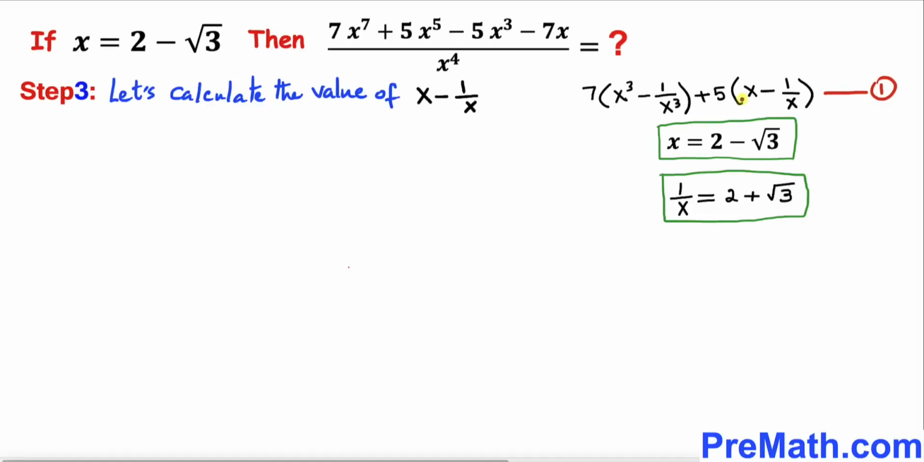Let's go ahead and calculate the value of this part, x minus 1 over x. And we know that this is our x value and this is our 1 over x value.